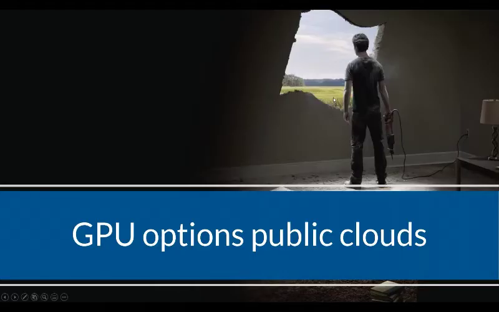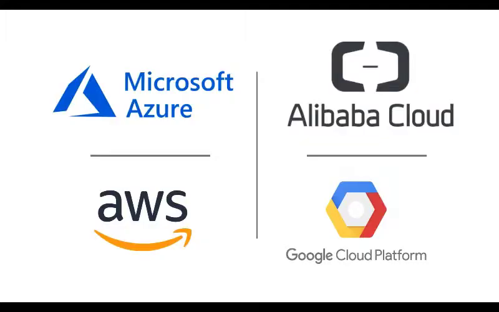Yep, that's it. GPU options in public clouds. Remember the clouds, so multiple clouds. That's the point. So I want to spend roughly 10 minutes around Azure, AWS, Alibaba Cloud, and GCP. I do have access to 3 of these 4 cloud platforms, Azure, AWS, and Google. Did some testing. I only have 20 minutes, so I want to keep it a little bit high level.